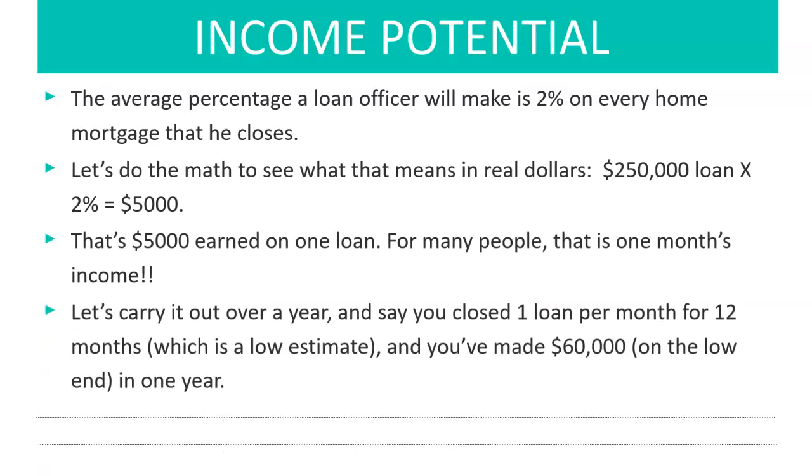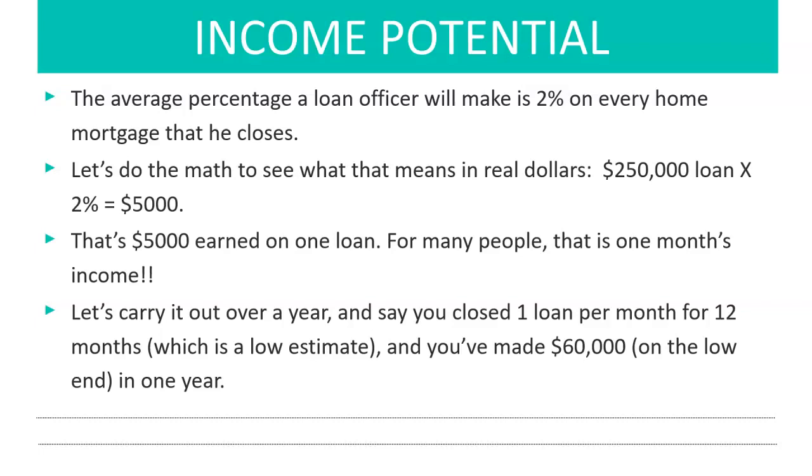But again, for simplicity purposes, let's carry that over a year. Say you did only do one loan a month for 12 months on a $250,000 home. That's $60,000 income for 1 year. That's more than some people make in 2 households for 1 year. And this is one loan at 2% on a $250,000 home. Again, I'm sure you're going to be charging more than 2%. You'll probably charge the average 3%.